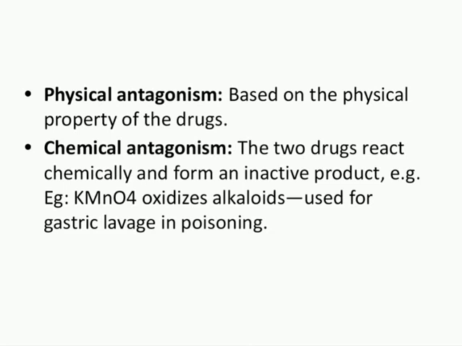So firstly, we will be discussing physical antagonism. It is mainly based on the physical property of the drug. For example, charcoal adsorbs alkaloids and can prevent their absorption. This is mainly used in alkaloidal poisoning. So this is an example of physical antagonism. Now coming to chemical antagonism. As the name suggests, the two drugs react chemically and form an inactive product, inhibiting their action. For example, KMnO4 oxidizes alkaloids, and this phenomenon is used for gastric lavage in poisoning.